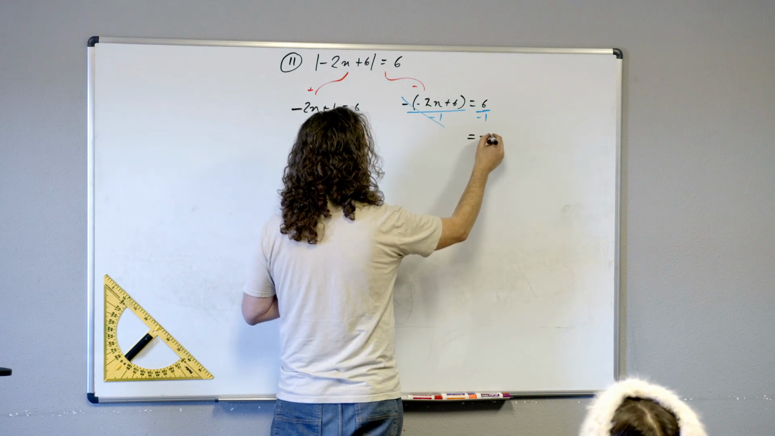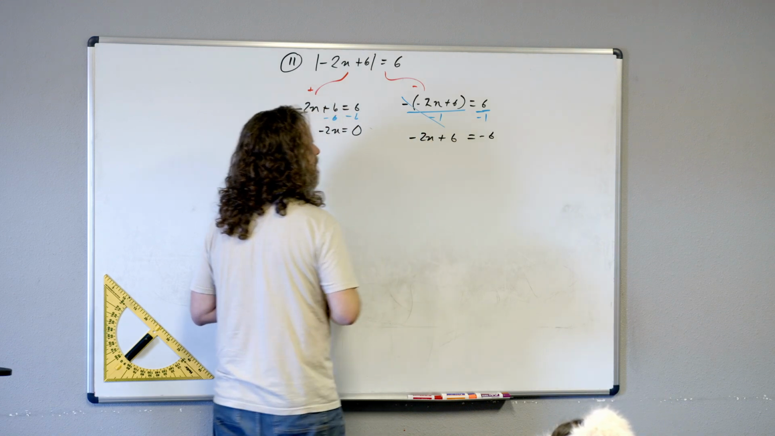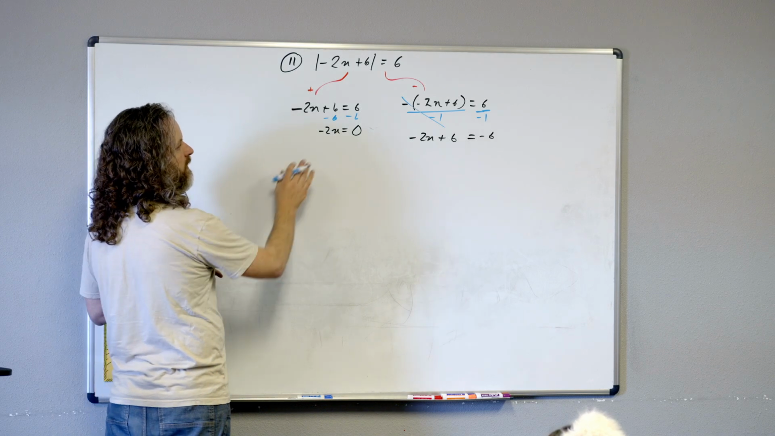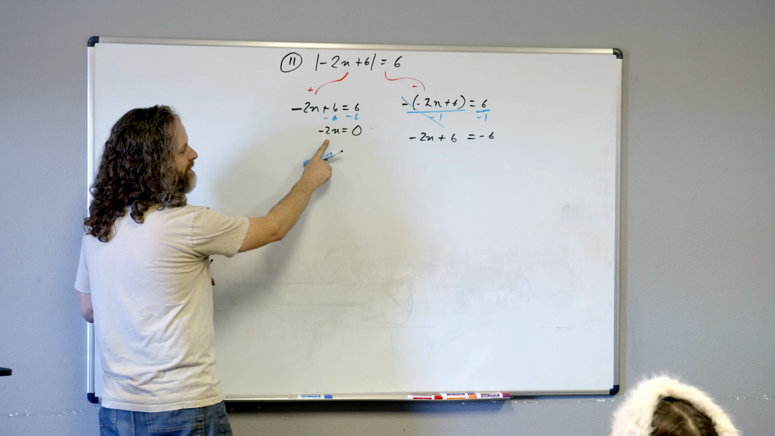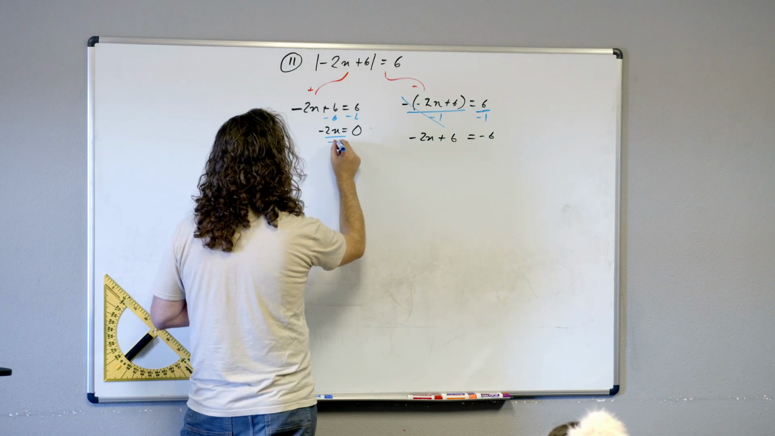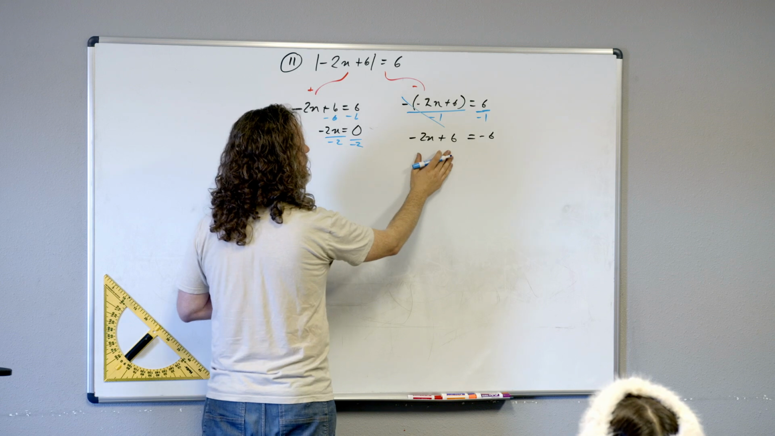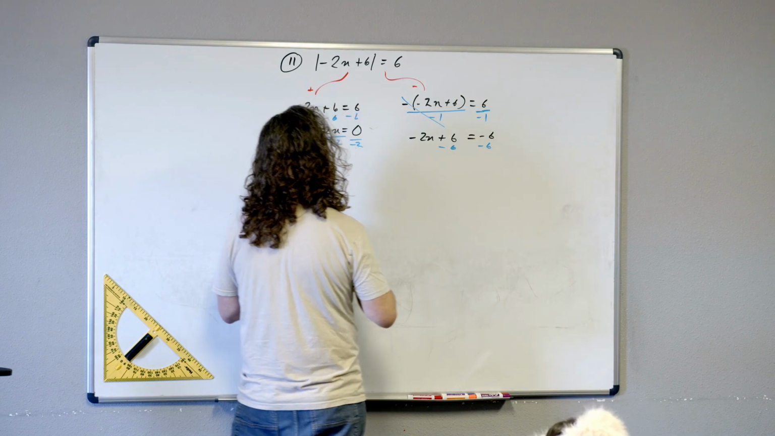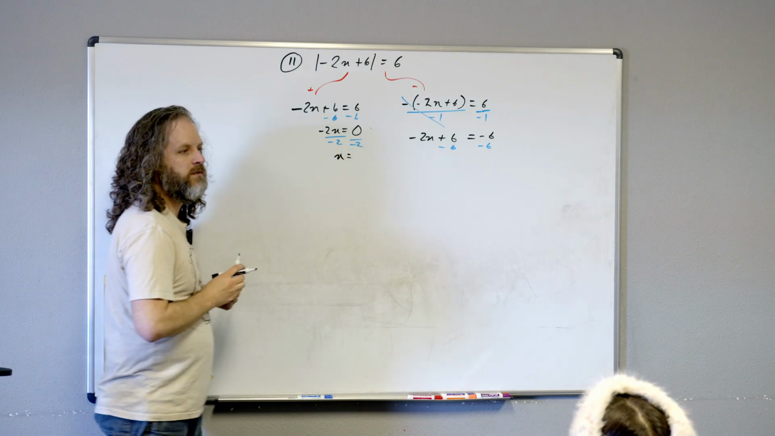And what do we end up with over here? Over here, negative 6, yes. Negative 2n plus 6 equals negative 6. What do we do next over here? That's not a 2. That's a negative 2. What do we do next over here? Minus 6. Subtract 6. Yes. What do we end up with on this one? N equals 0.